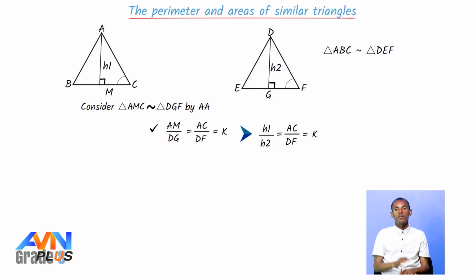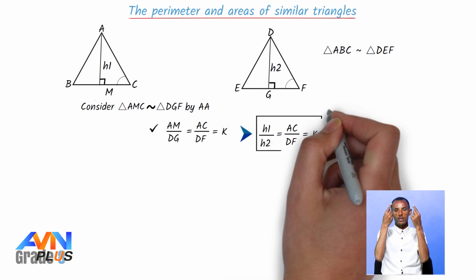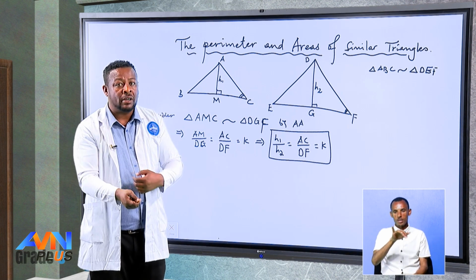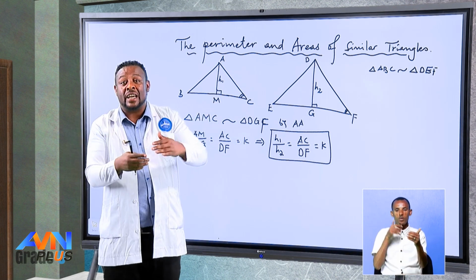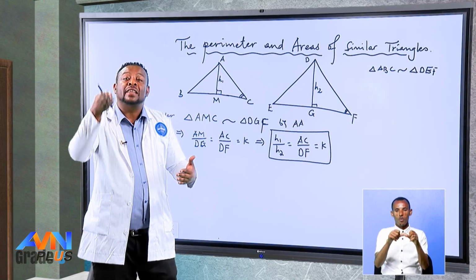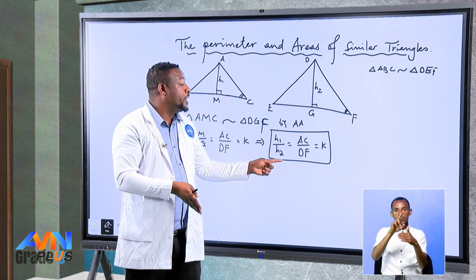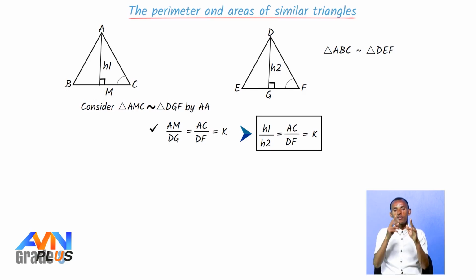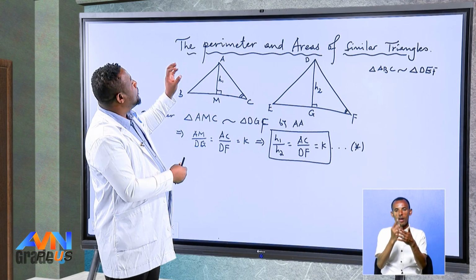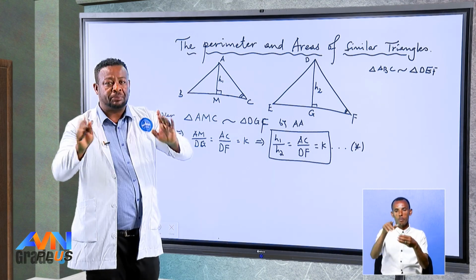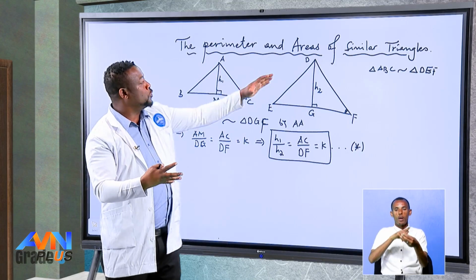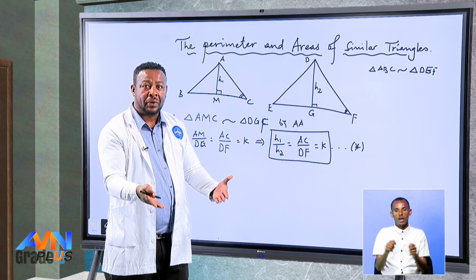So from this, we understand that if two triangles are similar, the ratio of the corresponding sides is constant. At the same time, the ratio of their altitudes is also constant, right? This is a very important relationship that you need to derive the relationship between perimeters and areas. Now, let's see how the perimeter of these two triangles can be related, right?